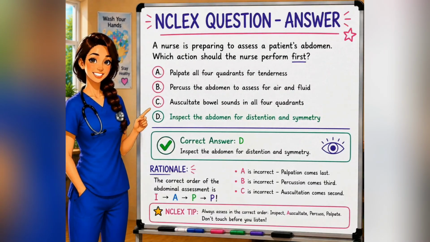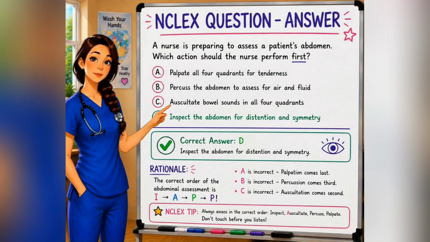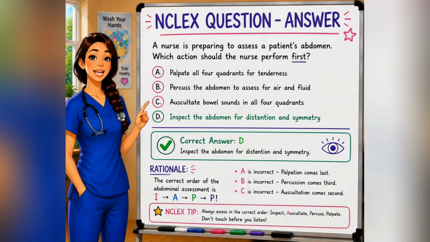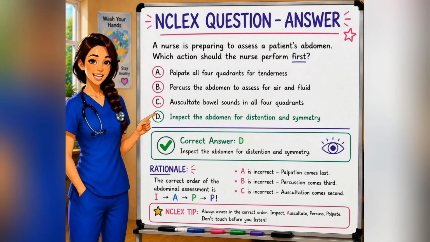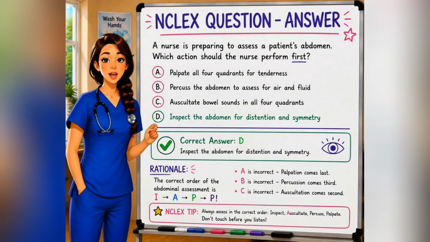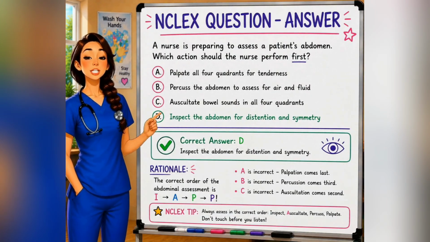Correct answer is D. Inspect the abdomen for distension and symmetry. Why is it correct? The abdominal assessment sequence is inspect, auscultate, percuss, and palpate. Inspection always comes first because it's non-invasive and gives the nurse baseline information before touching the patient.